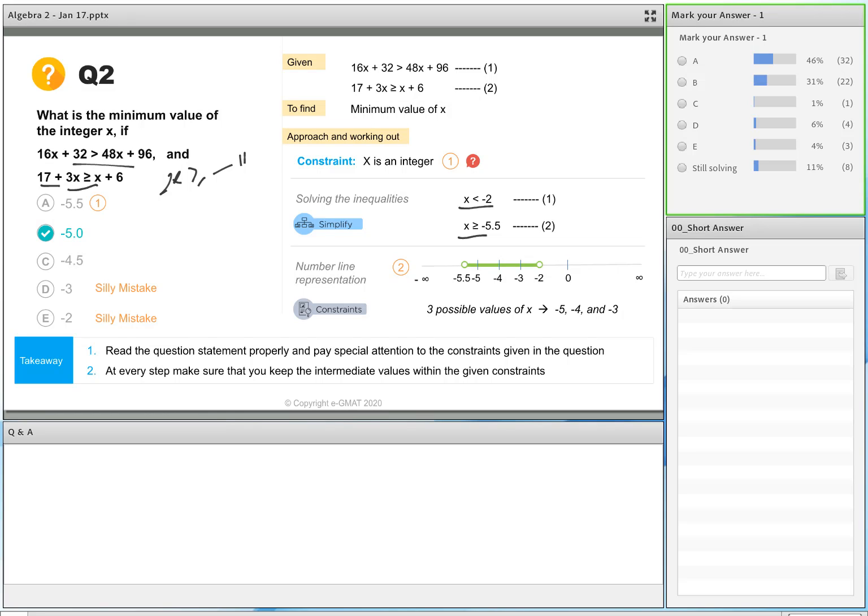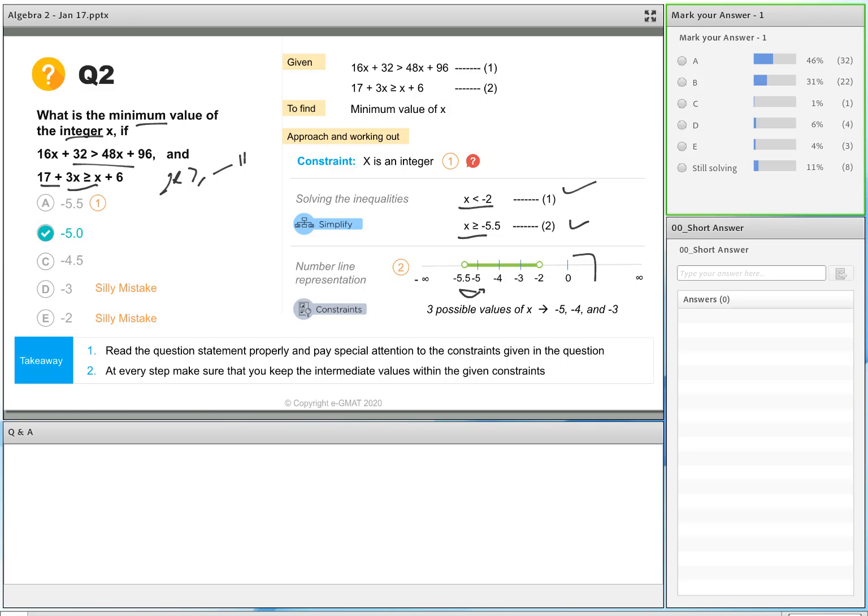So x is less than -2, x is greater than or equal to -5.5. What are the different possible values of x? It is from -5.5 to 2. Now, I need to find out the minimum value. The minimum value over here is -5.5, but that cannot be counted as the answer because we need to find the integral value of x, right? So what is the next integral value to -5.5? It's -5, and hence that is the answer for this question.